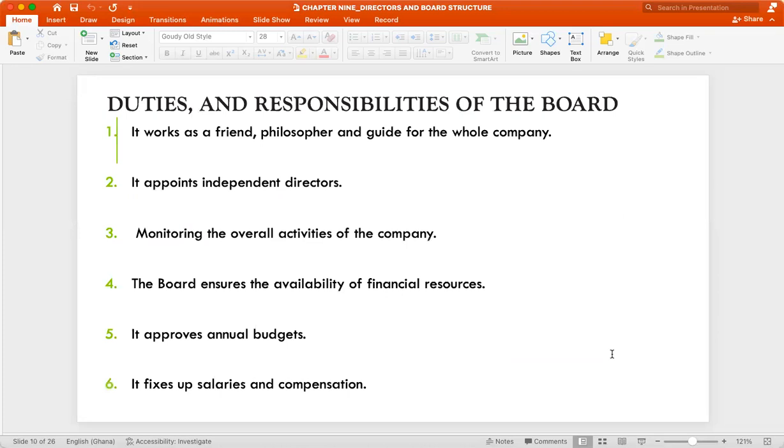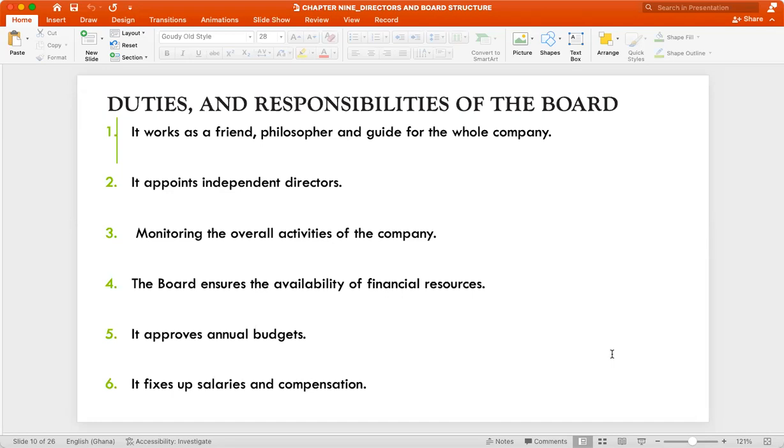Duties and responsibilities of the board, there are so many of them. So the board works as a friend, philosopher, and a guide for the company. So as we just said, they have to provide the strategic guidance for the company. That is one of the roles or duties. It appoints independent directors. Okay. That is also very, very important, to get people that are not part of the management of the company so that they can help in providing unbiased suggestions and guidance for the company to succeed.